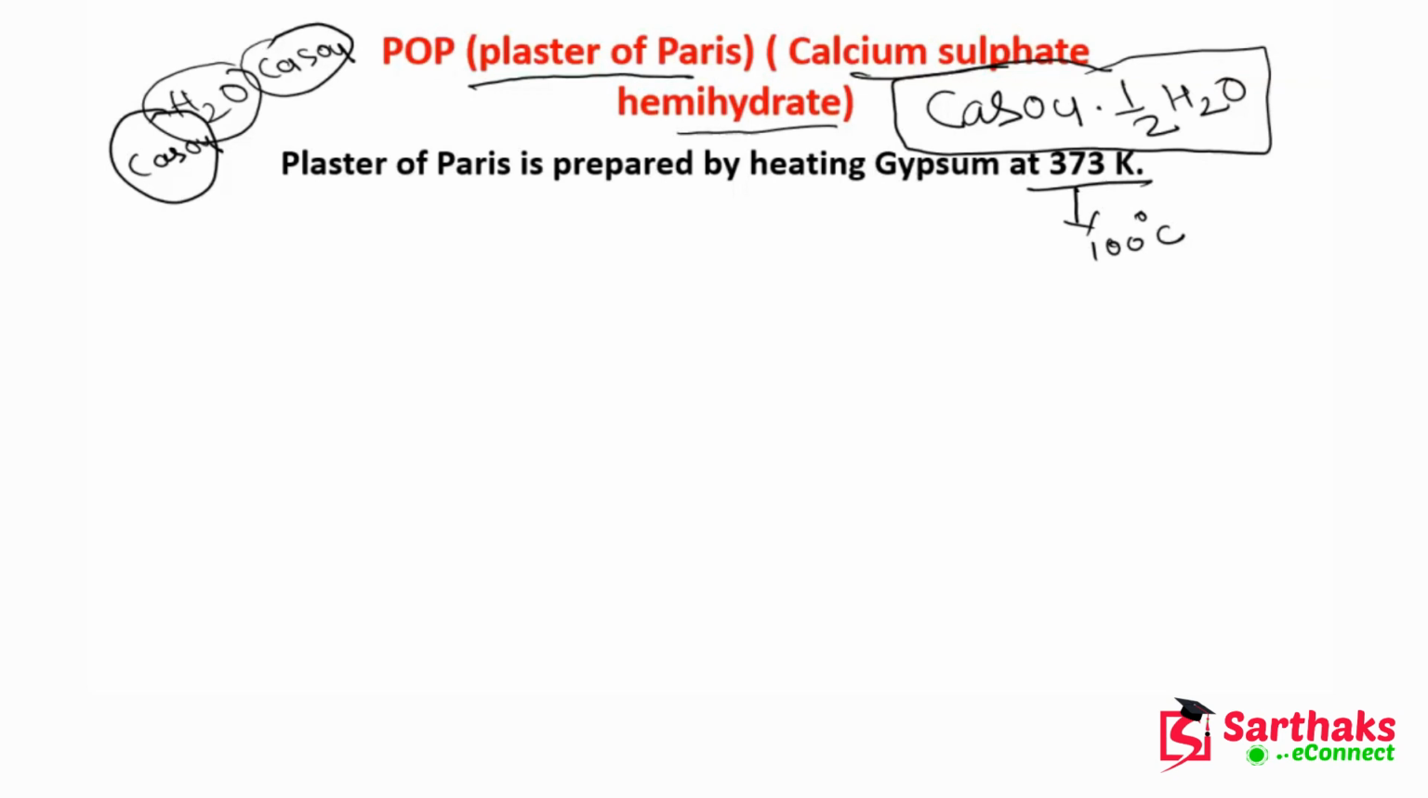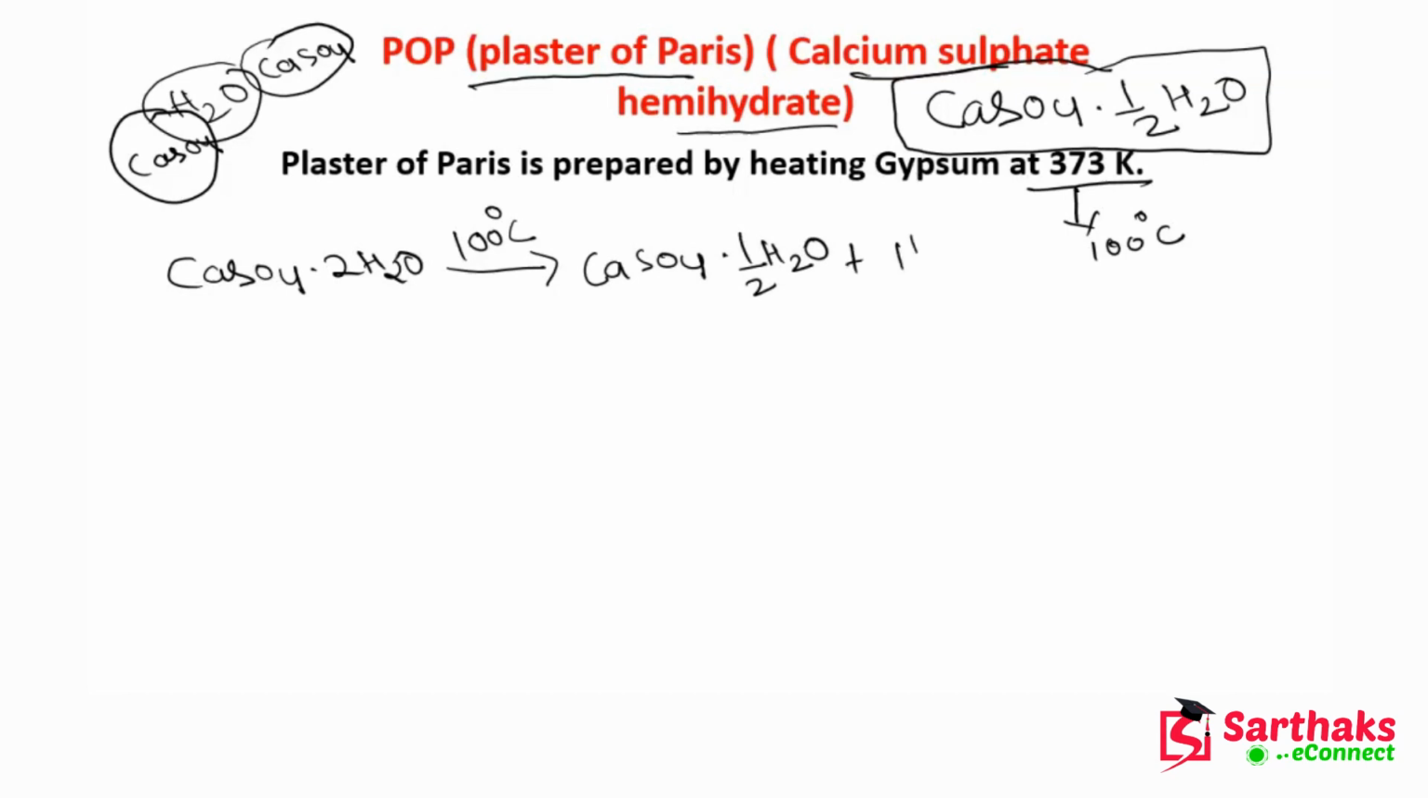Now guys, let's see what the formula for gypsum is. So the formula for gypsum is calcium sulfate dot 2H2O. Okay, this is gypsum. Now when you heat this gypsum at 100 degrees centigrade, it will form calcium sulfate dot half H2O, and 1.5 molecules of water will be separated. So guys, this is how we prepare plaster of Paris.